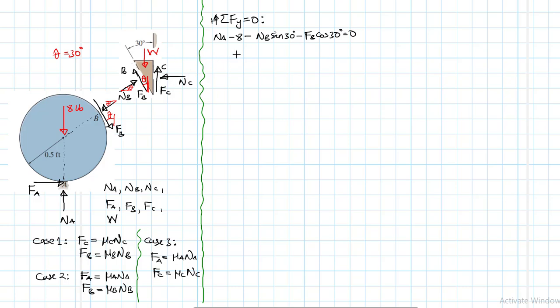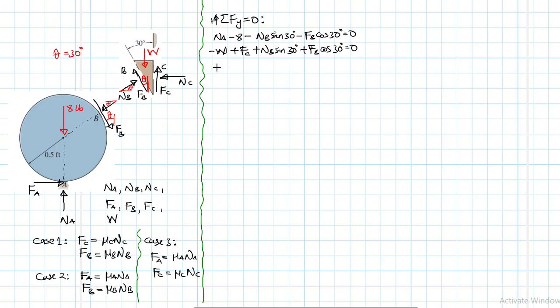Then we go to the wedge. For the wedge, we have minus W plus FC, and then again the components of NB and FB also have components in the Y, and these are plus NB sine 30 plus FB cos 30. They are just the opposite, right? All right. So we are done with summation of forces for both the cylinder and the wedge.